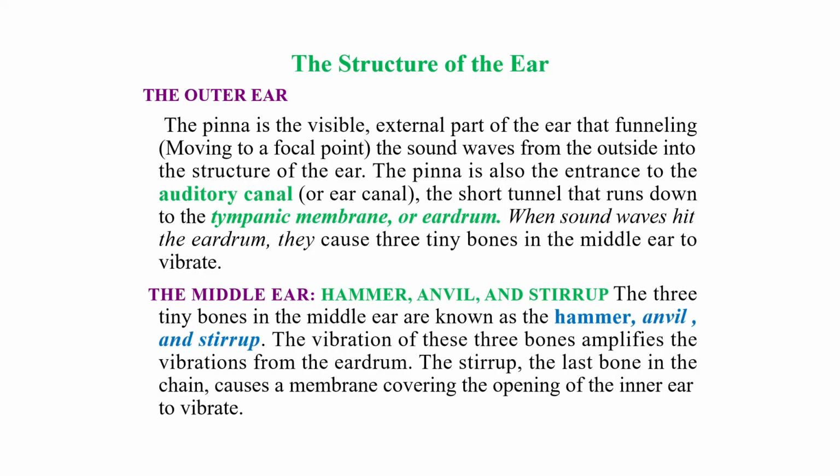And the second part is the middle ear. The middle ear is composed of the hammer, anvil, and stirrup. The three tiny bones in the middle ear are known as the hammer, anvil, and stirrup. The vibration of these three bones amplifies the vibrations from the eardrum. The stirrup, the last bone in the chain, causes a membrane covering the opening of the inner ear to vibrate.